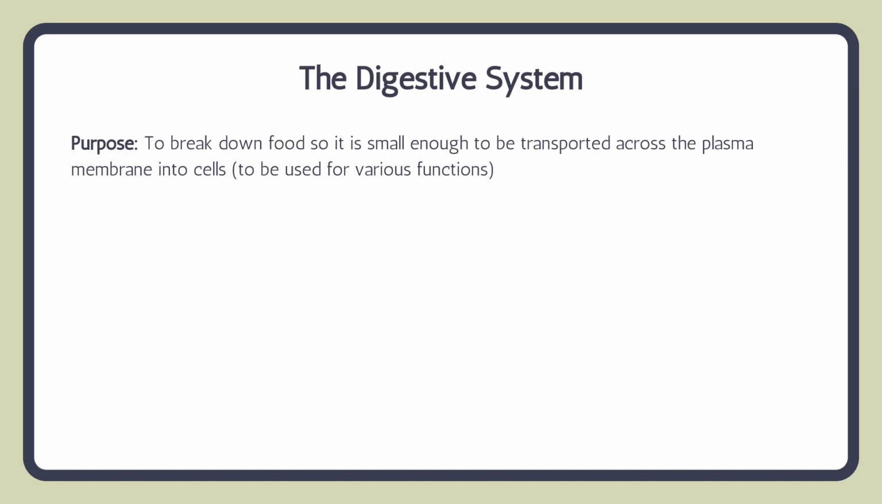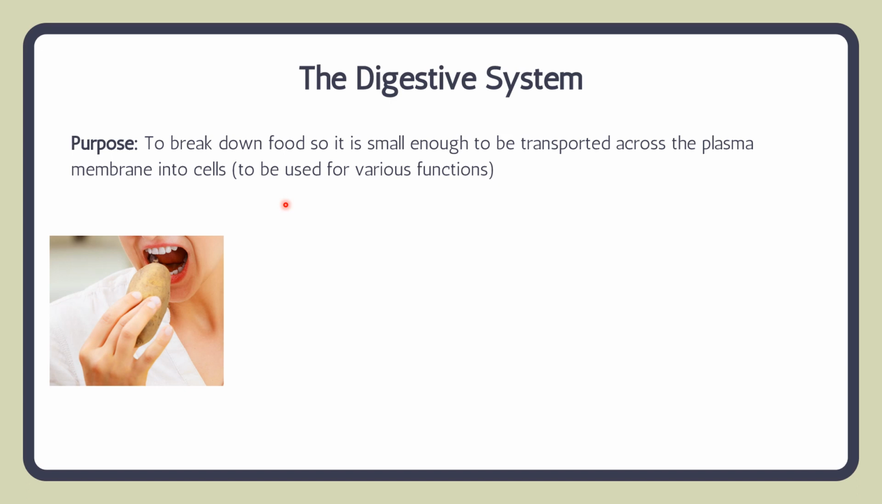So what is the purpose of the digestive system? Why do we need a digestive system? Well, we want to be able to break down our food so it's small enough to be transported across the plasma membrane into our cells, and then our cells use it for a variety of reasons. So think back to when we looked at transport across the plasma membrane and how the plasma membrane is set up. So things need to be small enough to pass through.